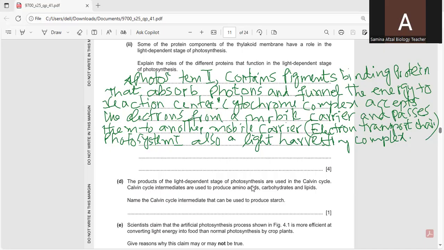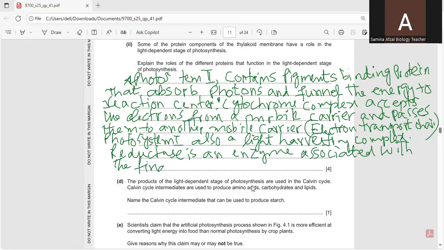And then you can see the reductase is an enzyme in photosystem 1, an enzyme associated with the final destination for electrons in non-cyclic photophosphorylation.